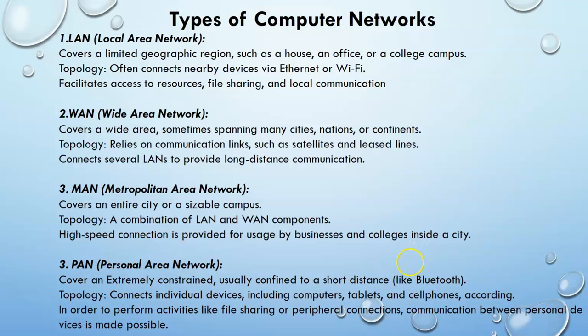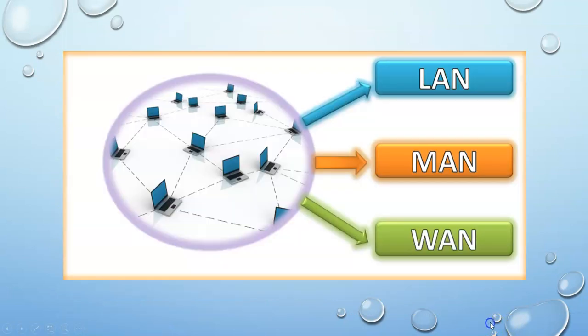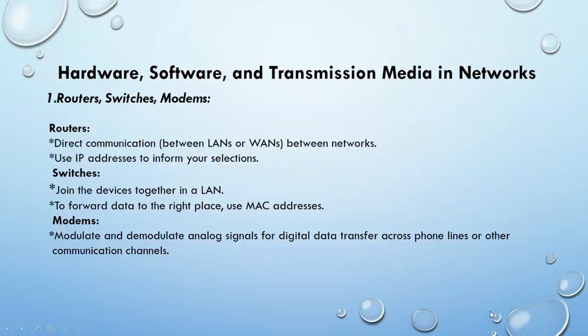Types of computer networks: LAN, WAN, MAN, and PAN. LAN is local area network. WAN is wide area network. MAN is metropolitan area network, and PAN is personal area network. This is an image which follows like this. Hardware, software, and transmission media in networks.